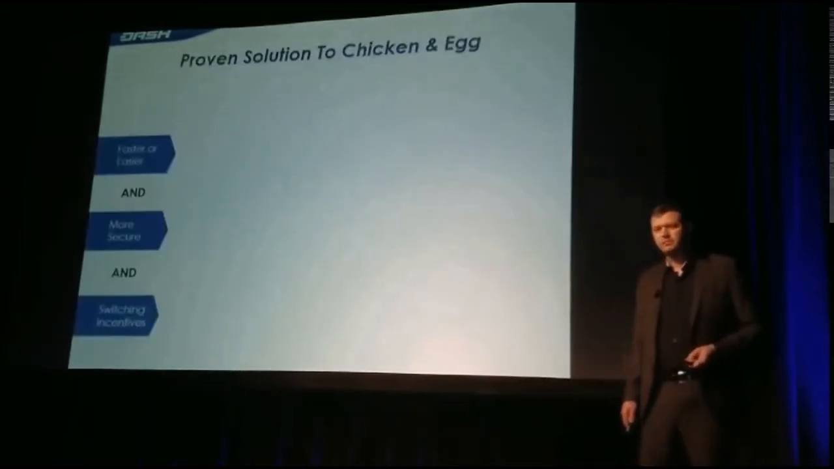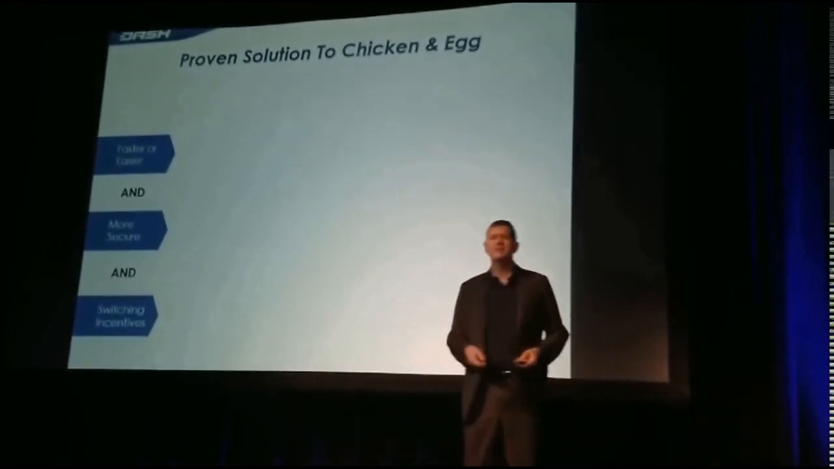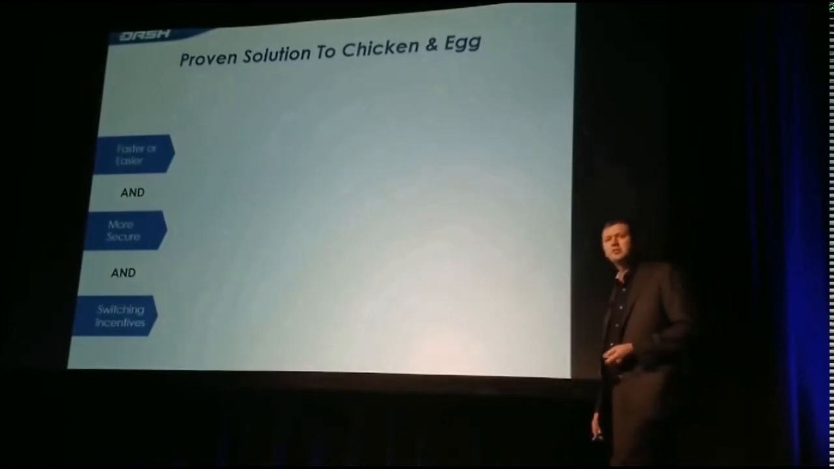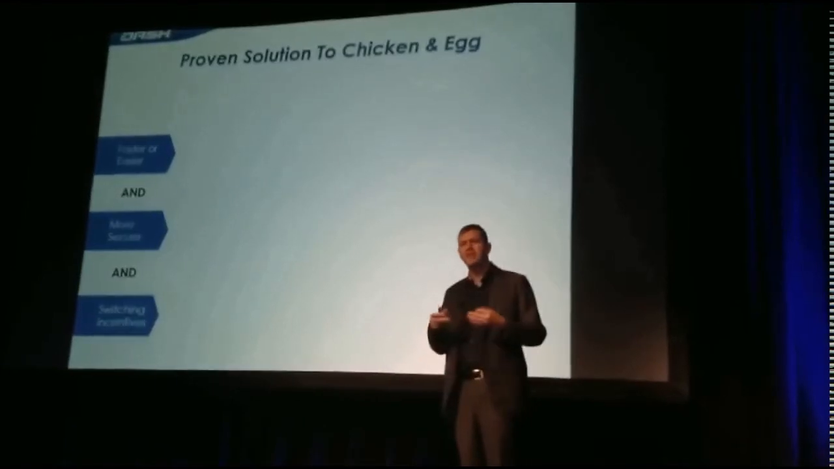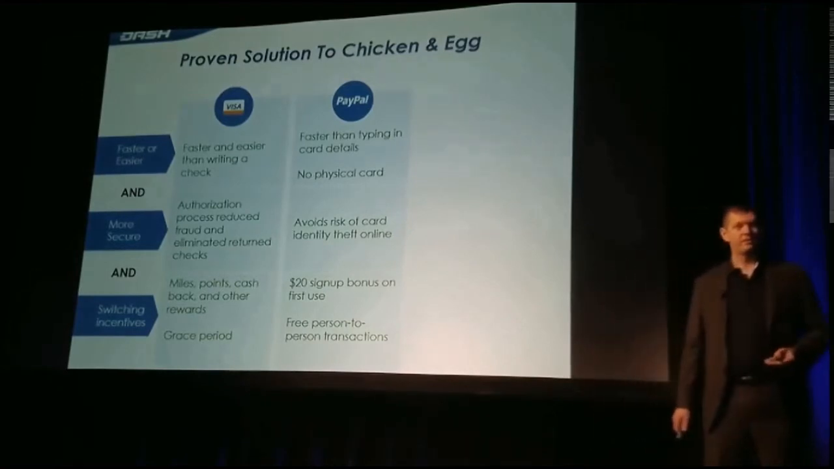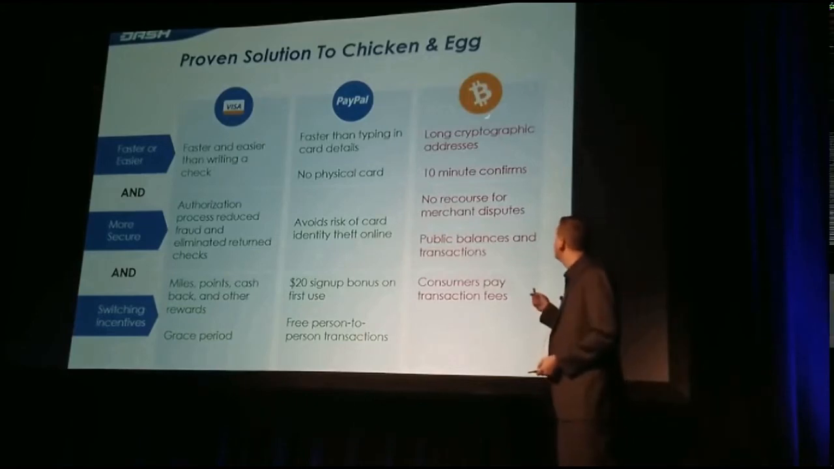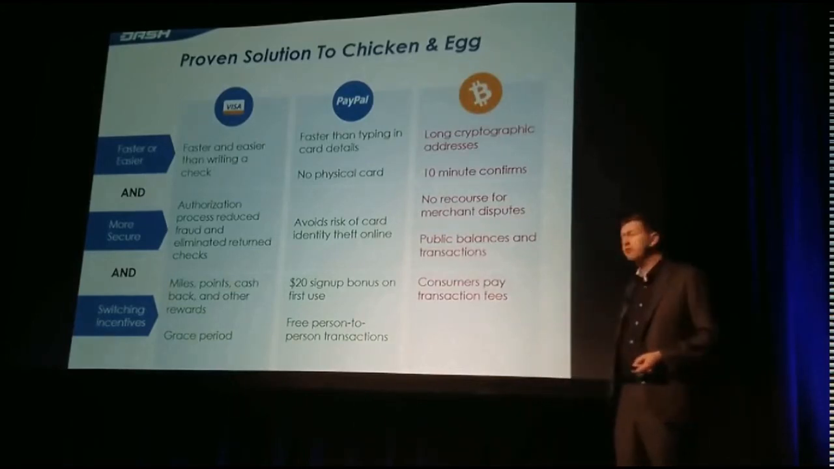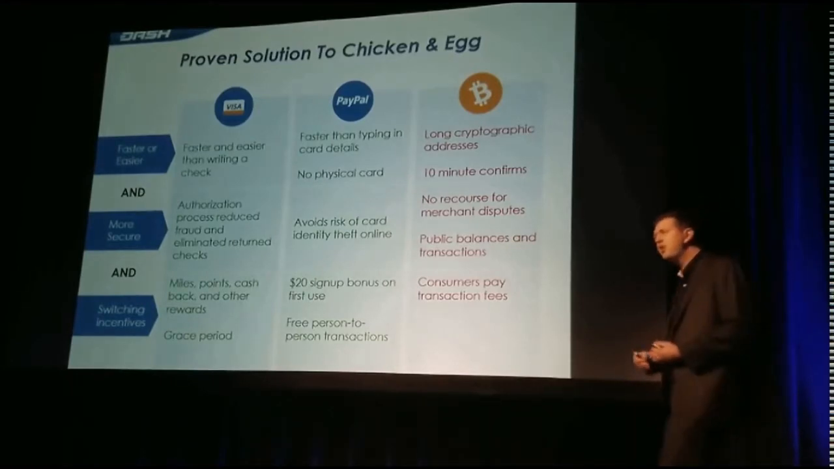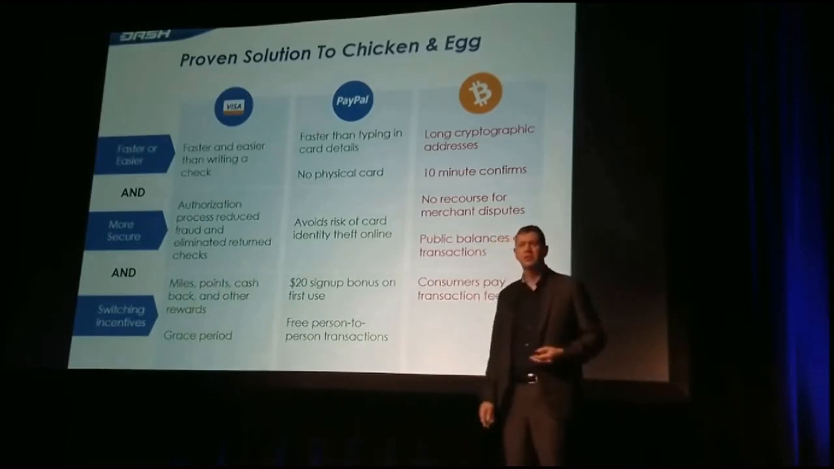stack up against them? And the proven solution to the chicken and egg problem is the following. You need payments that are faster, easier, and more secure than the alternatives, and you need to provide switching incentives. And you usually do this within a confined ecosystem. So how does cryptocurrency stack up against these criteria? Well, Bitcoin and virtually every other cryptocurrency uses long cryptographic addresses, takes 10 minutes to confirm. On all three dimensions, we're falling short. And so it's no wonder that consumers have not adopted cryptocurrency. These are the rules, and we're breaking them.